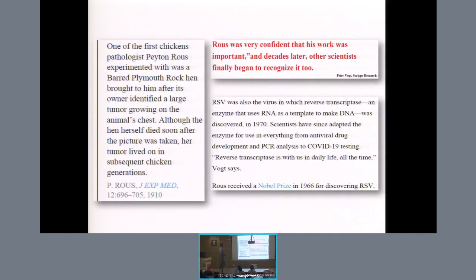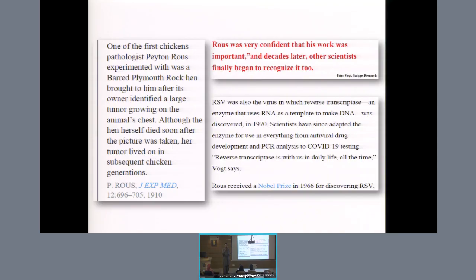So one of the first chickens pathologists, Peter Rouse, experimented with was a barred Plymouth Rock hen brought to him after its owner identified a large tumor growing on the animal's chest. अब ये वो कहानी है जहाँ पे पहले ये हुआ. Peter Rouse was a chicken pathologist. उसके पास एक चिकन लाया गया जिसमें ट्यूमर हो गया था, tumorous growth थी. What he does, he took out something from the tumor. He didn't know what's inside. उसने उसमें से liquid लिया, एक tumor outgrowth, एक lesion की तरह होगी.